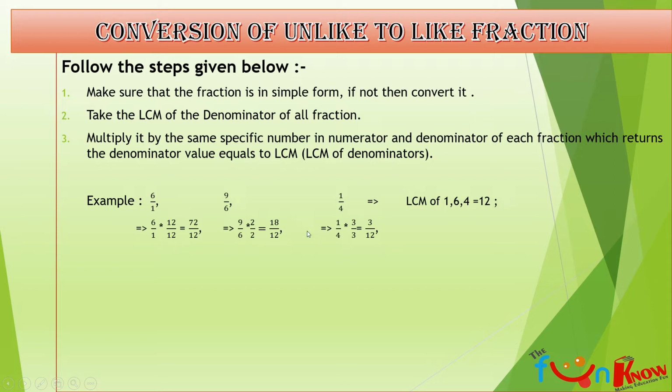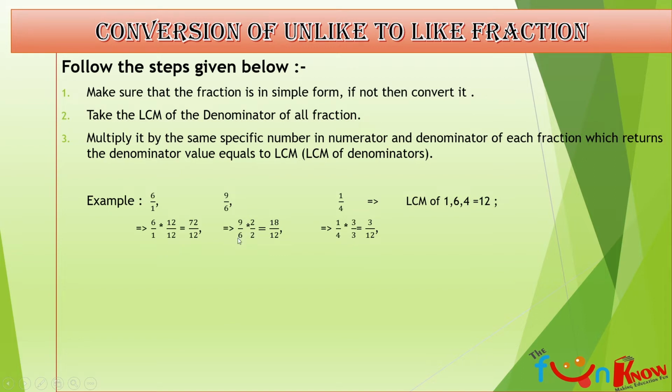Make sure you understand what this statement means. Step number 3. This statement says that for all the denominators, first find out the LCM, and after finding the LCM, all the denominators should get this value, that is 12. Now here it is 6 by 1. How will we get 12? 1 multiplied by 12 gives 12. That's why we are multiplying by 12 to the numerator and denominator.